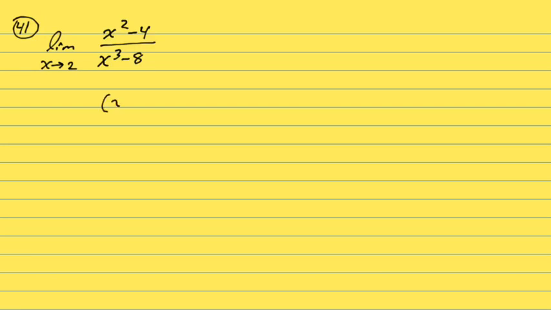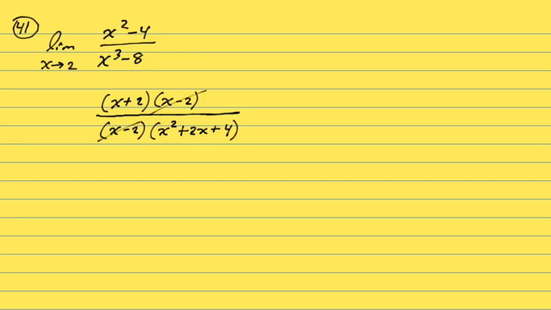So the top could factor to x plus 2 times x minus 2. Most people can factor the top. They have trouble with the bottom. The bottom's going to factor to x minus 2 times x squared plus 2x plus 2 squared, which is 4. Now, these could cancel. I would have x plus 2 over x squared plus 2x plus 4.